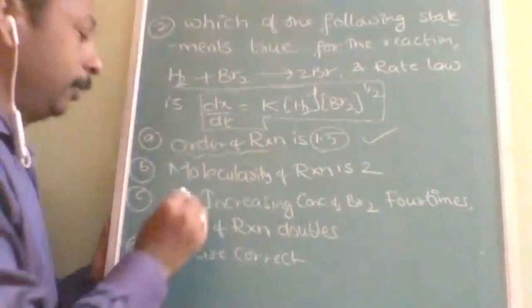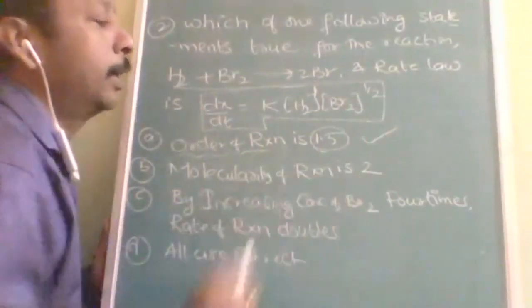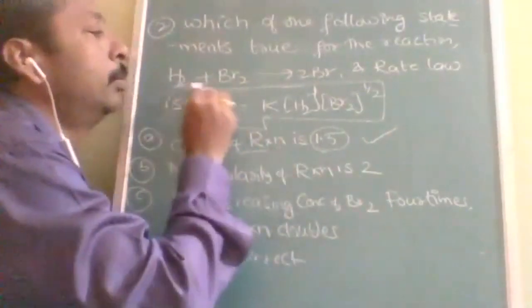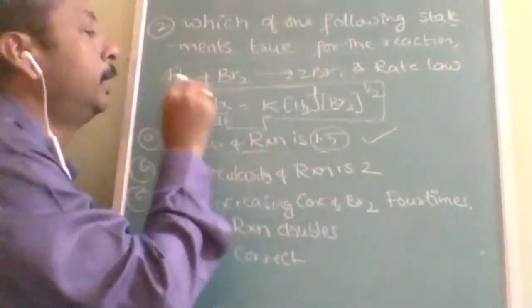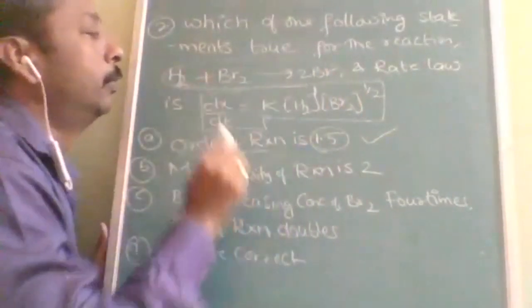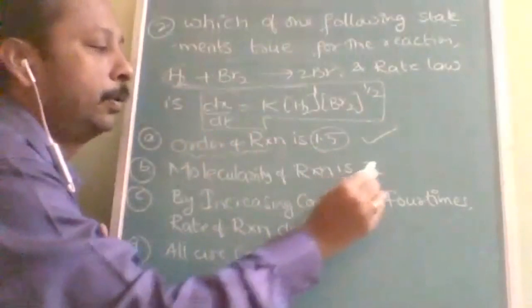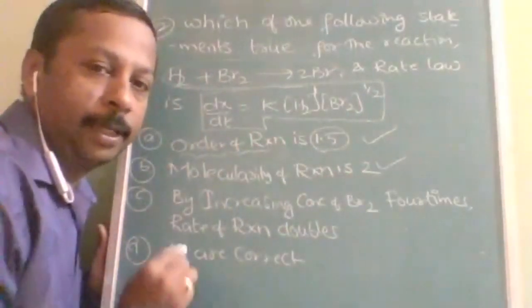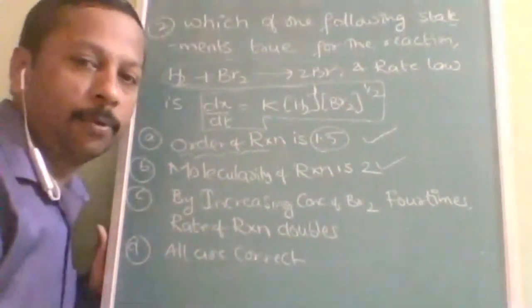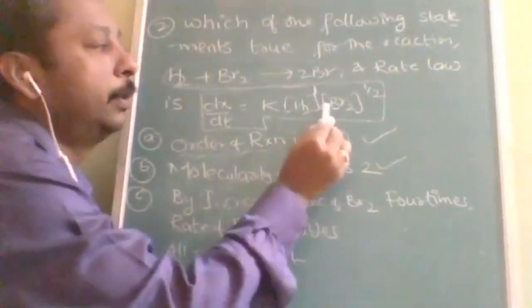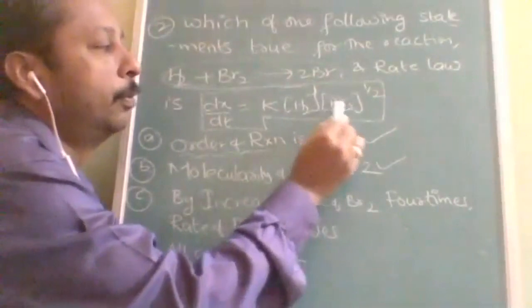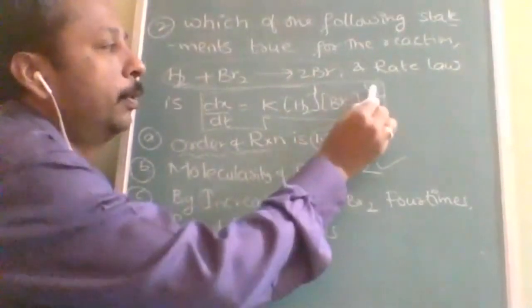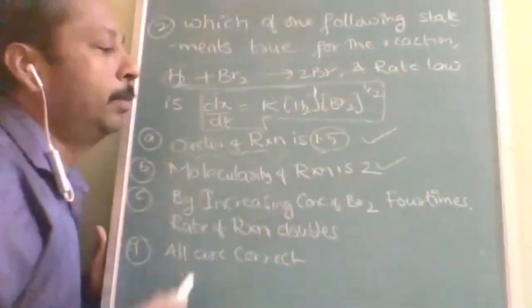Next, molecularity of the reaction is 2. For molecularity, you should go through the balanced equation: 1, 1, 2. So molecularity is equal to 2. This is also correct. Then the third one is, by increasing the concentration of bromine 4 times, so it will be 4Br2, so 4 to the power of 1 by 2, the rate of reaction will become 2 times.